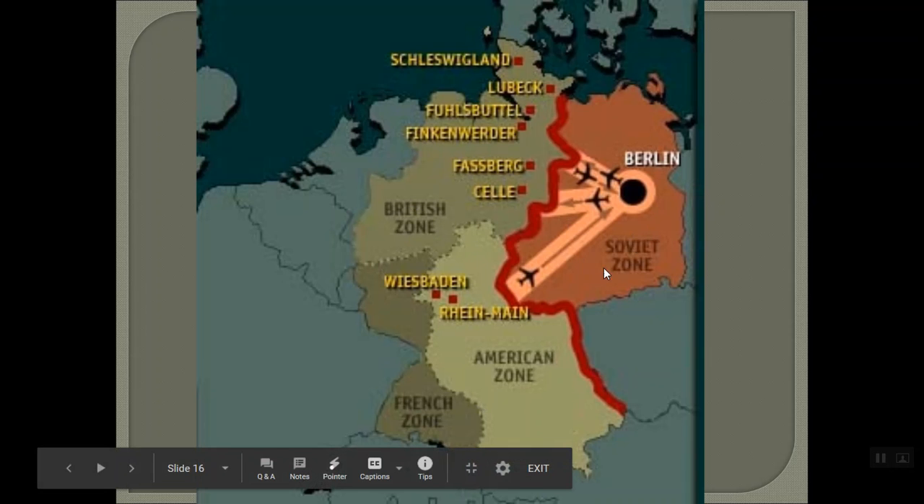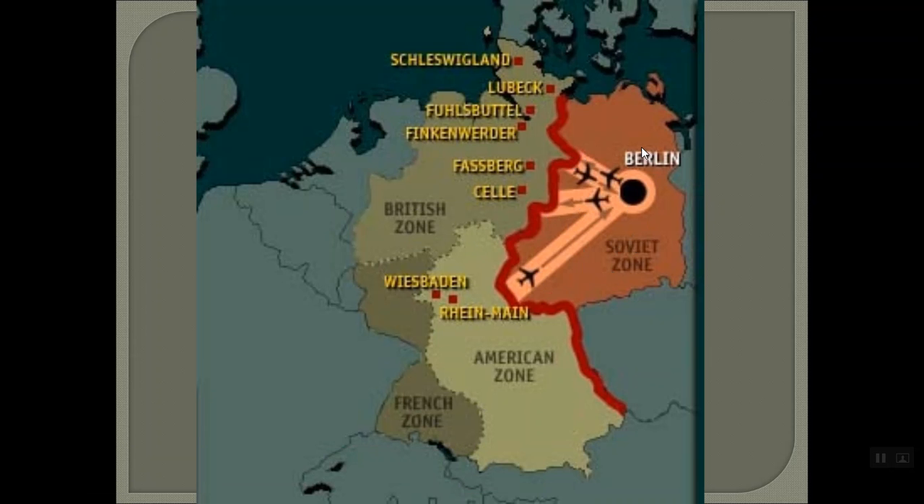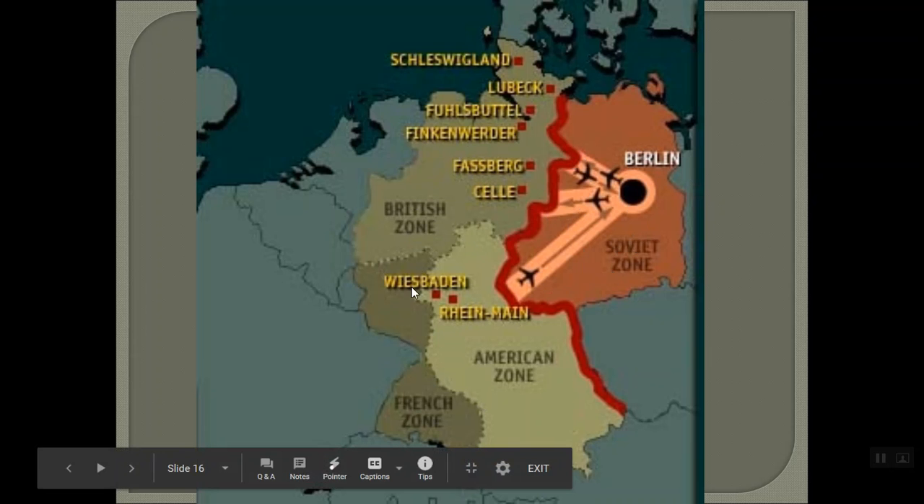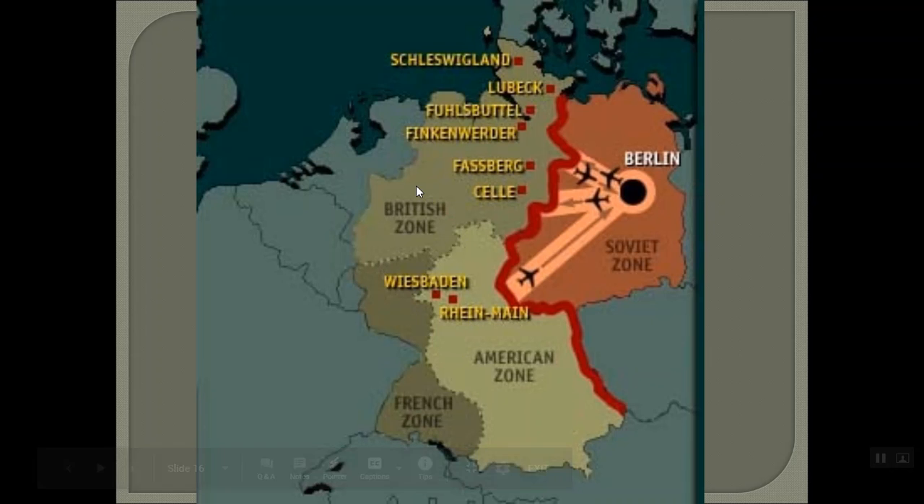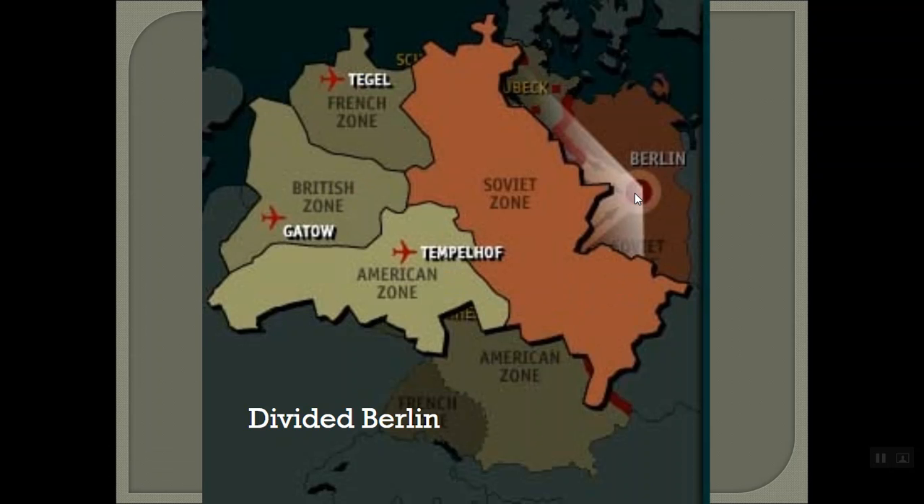The Soviets took over the eastern part of Germany and then became East Germany. So West Germany was controlled by the 3 zones, French, British, and American, Western Germany, and then Eastern Germany was the Soviet zone. You can see here Berlin in the very center of the Soviet zone. Well, Berlin was also subdivided into 4 parts: an eastern part, which was the Soviet zone, and the western part, which was a combination of French, British, and American zones.